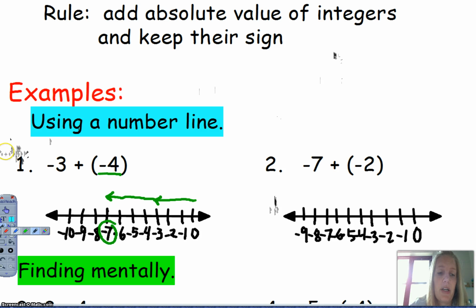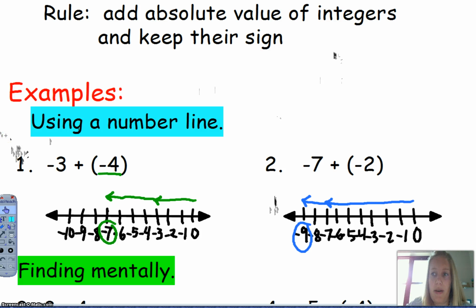Okay, and we're going from 0. The first one says -7, so 0 all the way to -7. And then we're adding -2 more, 1, 2, and we get -9. Okay, so that's how you show it on a number line.